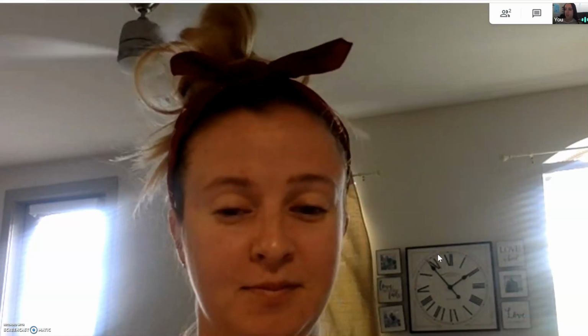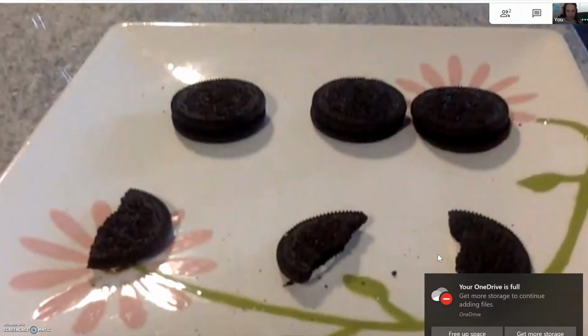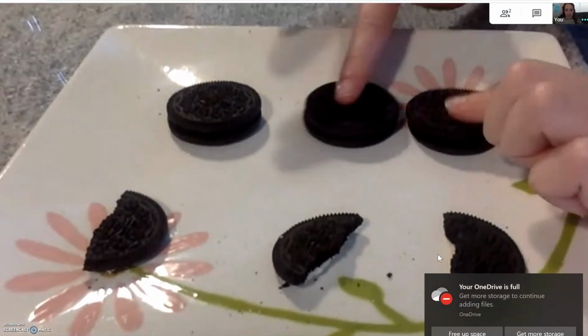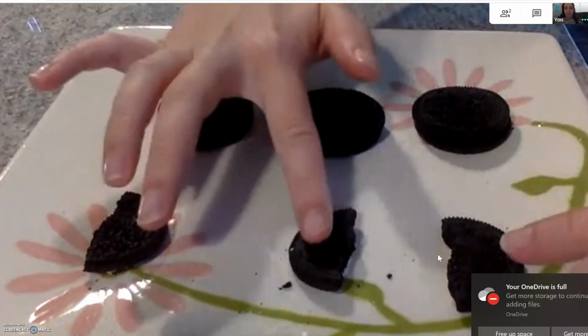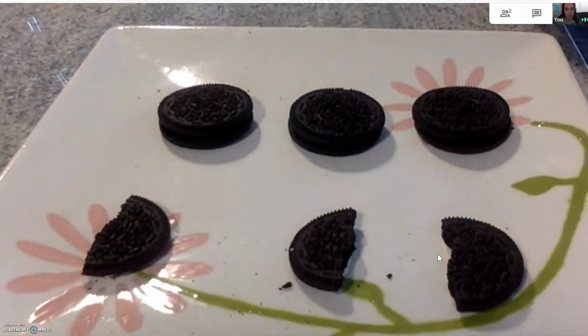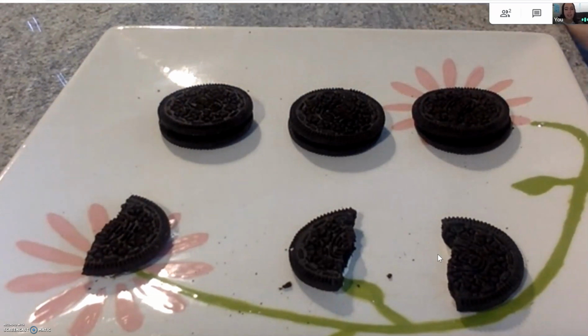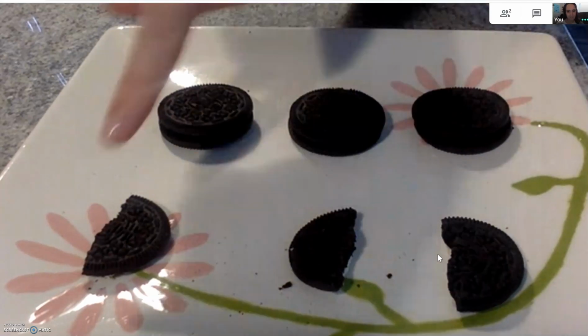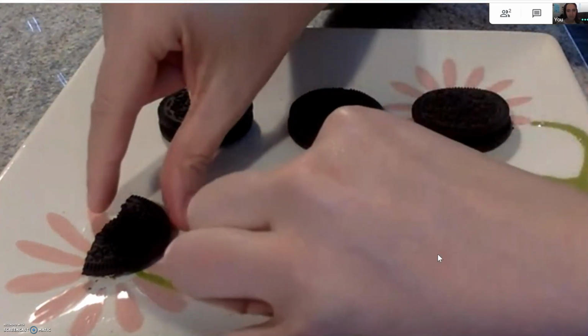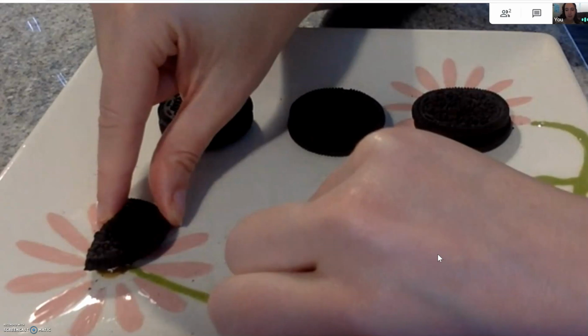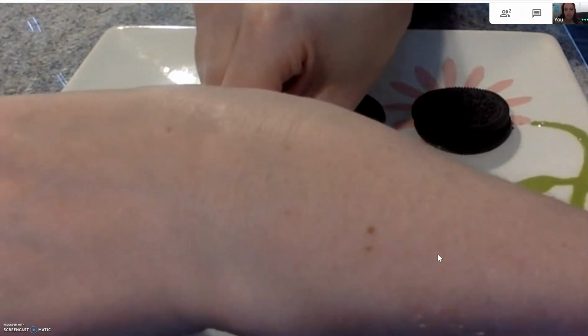Okay, so can we look at your model and see if we could do that? Sure, let me turn my computer so you can see my Oreos. Oh, okay. So right away, I see 1, 2, 3 wholes. Good. Can we make the other pieces into a whole? Sure, I think if I take this one and put it together, it'll make a whole. Am I right? I think so. Let's see. Oh, I'm right.